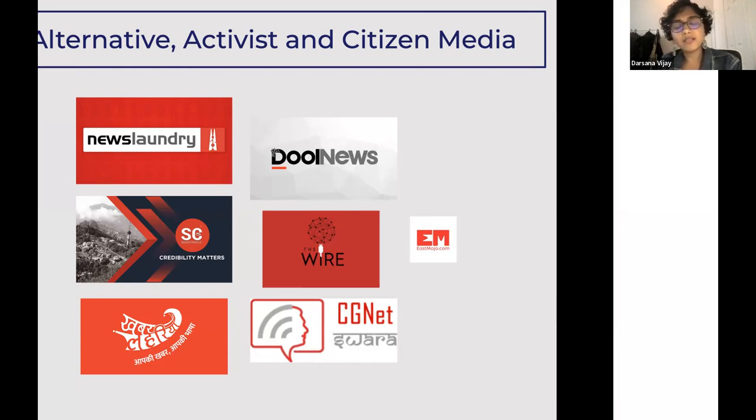Even today, alternative media such as The Wire, Alt News, Scroll, News Laundry, Caravan that operate nationally, and vernacular language or regional ones such as Dool News, The Q, The Sikkim Chronicle, East Mojo, and so on, play an important role in holding power accountable, drawing attention to diverse concerns affecting local communities and advocating for social transformation and justice.